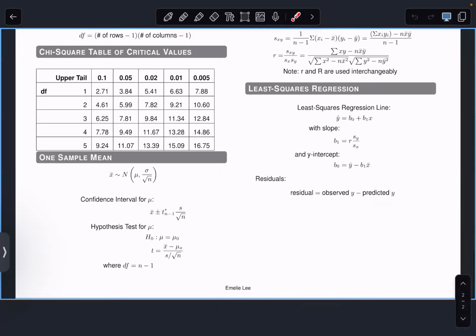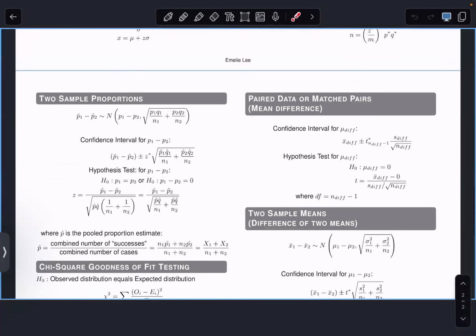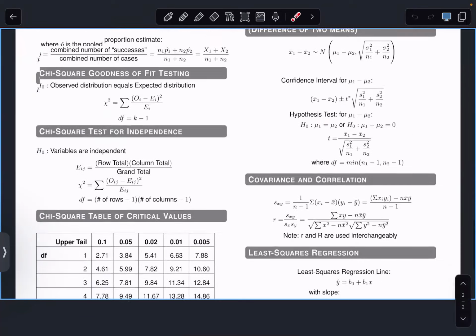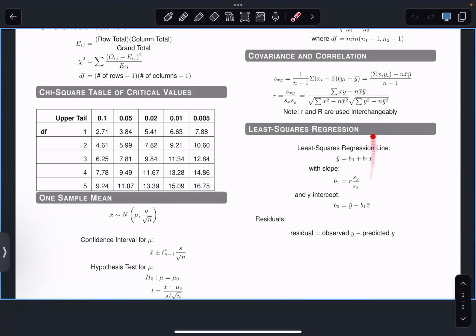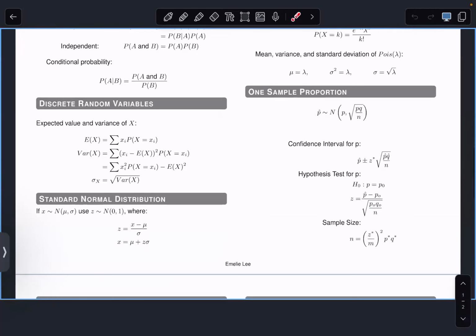Then same thing, you have a one sample mean question, or you have paired data, so two samples, but they're paired. Okay. Or two sample means, so now they're just two independent samples. Okay. And then we're into regression, and that's the end of the course.